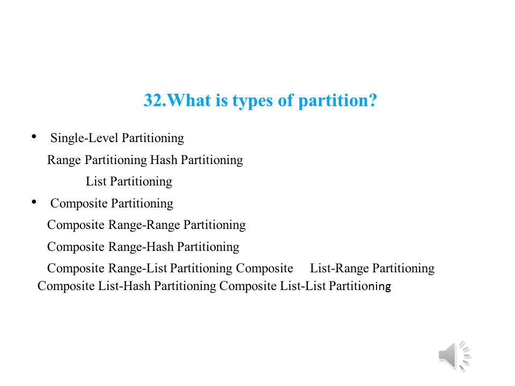Okay, so we will see what is type of partition: single level partition, range partition, hash partition, list partition. Basically partition is divided into two parts: single level partition and composite partition. In single level partition we have range partition, hash partition, list partition. In composite partition we have composite range partition, composite range hash partition, composite range list partition. Okay, so read this very carefully. This is just a theoretical question. They just want to know how many types of partition, that's it.